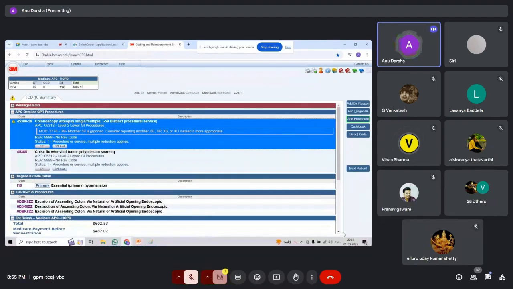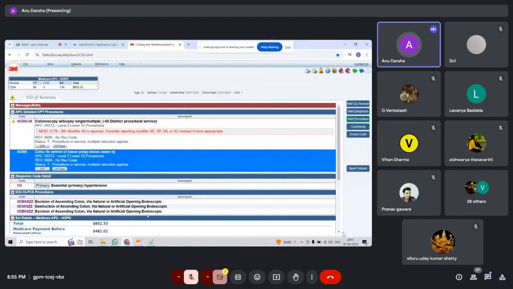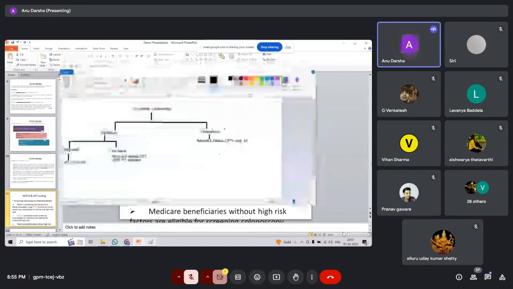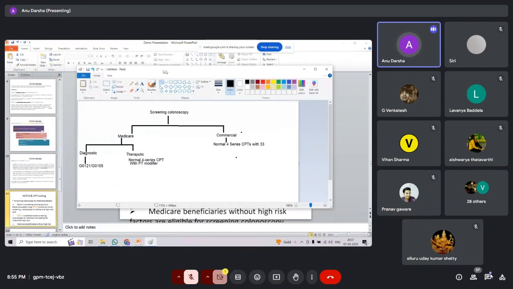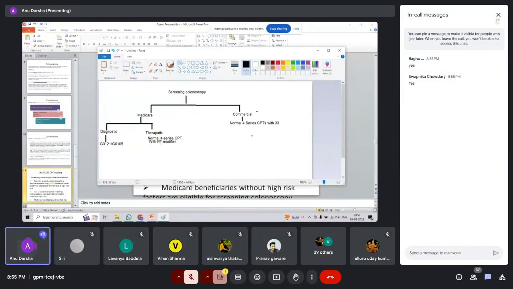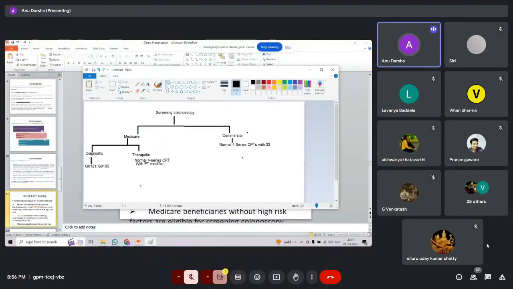So that's the reason we have to append these modifiers, whether it is PT or 33, appropriately as per the payer. The importance of these modifiers is very crucial, because if you are missing this one, the payer will understand that this is a normal colonoscopy. They will miss this information. Whatever modifiers we are appending, we are giving some additional information to the payer. What circumstances it is, why they have done it, all those things they will understand by seeing these modifiers. So we should not miss these modifiers.